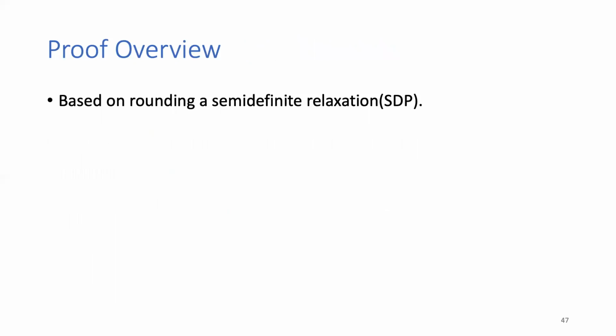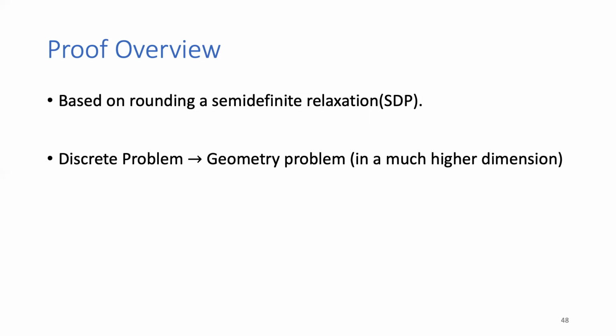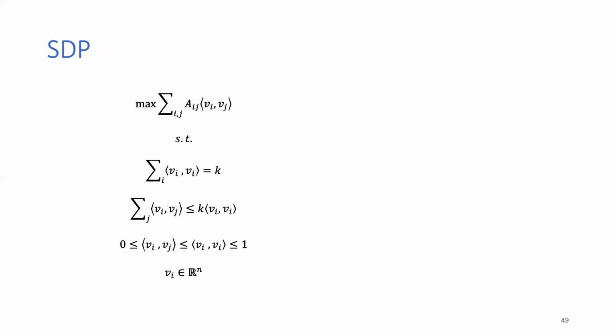So let me come to the proof overview. How do we actually recover S in this random graph? Our algorithm is based on rounding a semi-definite program. We consider some SDP relaxation, and we'll round the values from that. The idea is to convert this discrete problem into a so-called geometry problem, in a much higher dimension, and work with that. So this is our SDP.